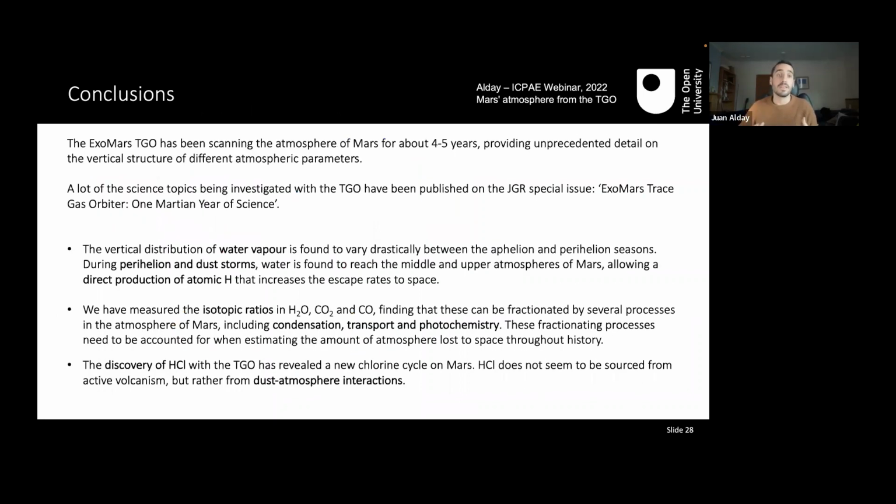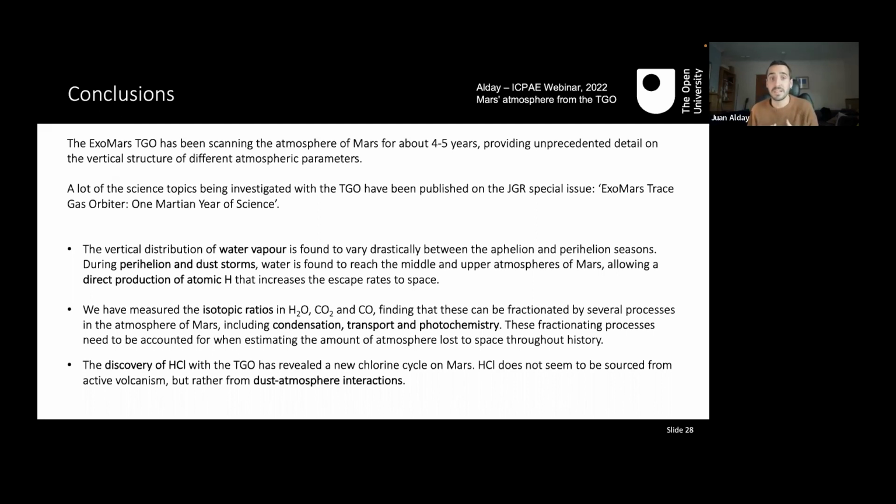So, well, the Trace Gas Orbiter has been operating now for about 4 or 5 years, and it has been providing unprecedented detail on the vertical structure of different atmospheric parameters. Here I just talked about 3 topics that I selected, but there's a lot of science being done with the instruments on the Trace Gas Orbiter. And there's a special issue in JGR that I encourage you to have a look at, because there's very interesting science being done with this mission.